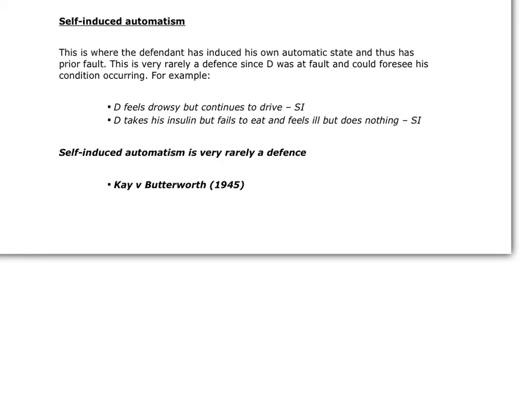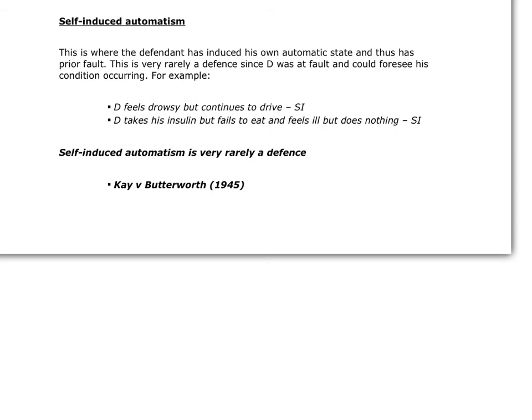Right, the last small little section of automatism and then we're done is self-induced automatism. This is where the defendant has brought about the automatic state and therefore the defendant has prior fault. This is very rarely a successful defence because the defendant was at fault and he could foresee his condition would reoccur. For example, the defendant feels drowsy, sleepy, but still continues to drive.